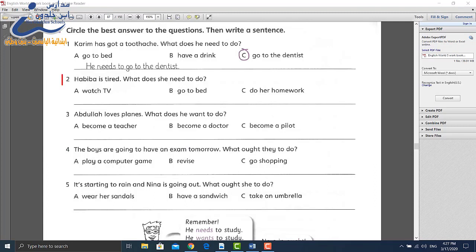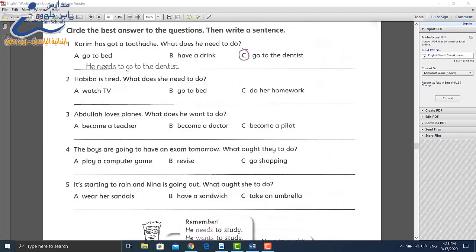Okay, number 2. Habiba is tired. What does she need to do? When you feel tired, what do you need to do? Watch TV or go to bed or do your homework? Yes, you are right. Of course, go to bed to have rest. So, she needs to go to bed. Write down. She needs to go to bed.